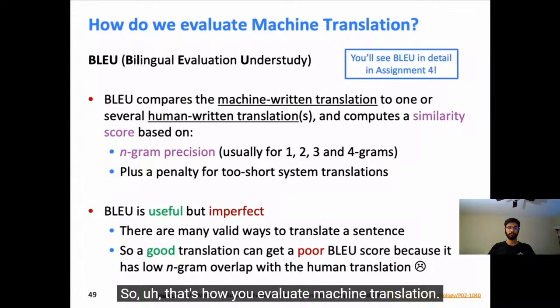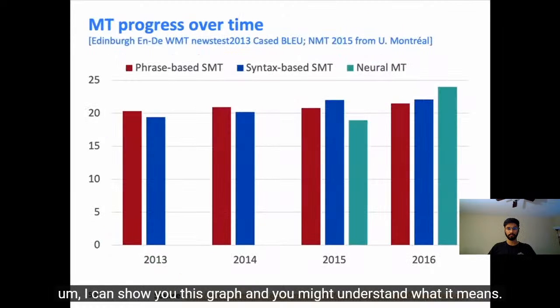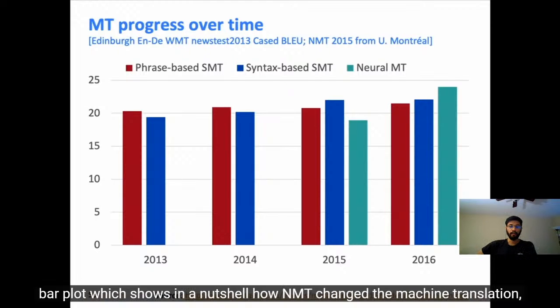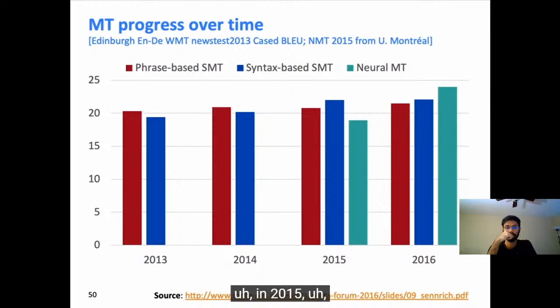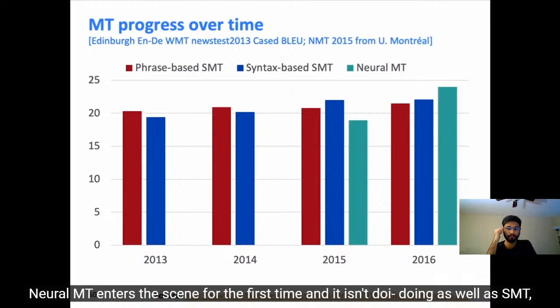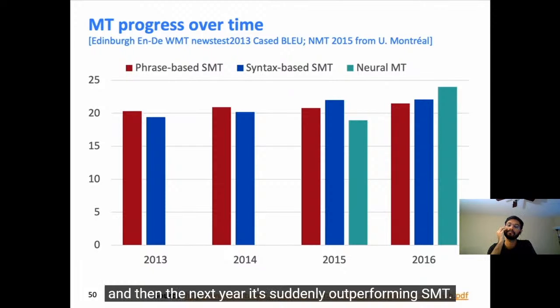All right, so that's how you evaluate machine translation. So now you can understand this metric of how we evaluate our progress on machine translation. I can show you this graph and you might understand a little what it means. This is a bar plot which shows in a nutshell how NMT changed the machine translation landscape in just a few years. In this plot, we've got BLEU score on the y-axis, and you have 2 different types of SMT, which are the red and the dark blue bars. And what's happening is in 2015, neural MT enters the scene for the first time, and it isn't doing as well as SMT, and then the next year it's suddenly outperforming SMT.